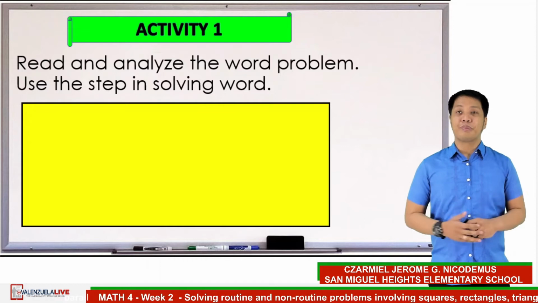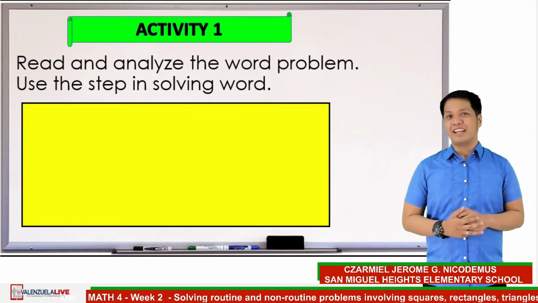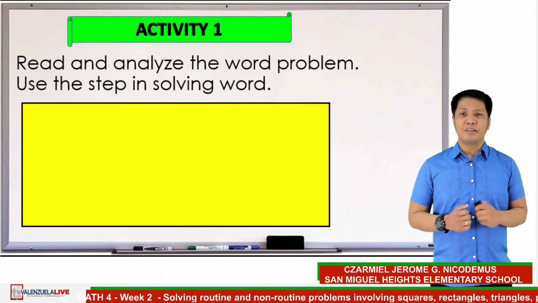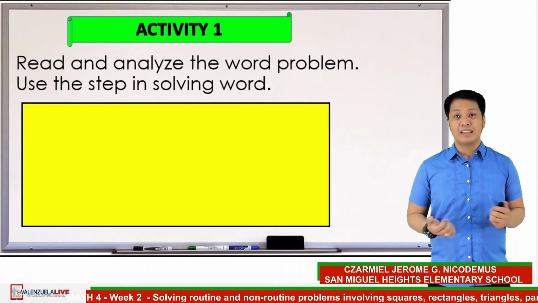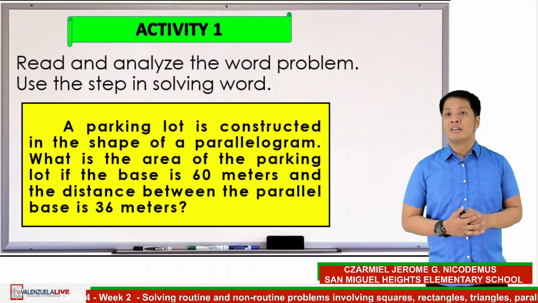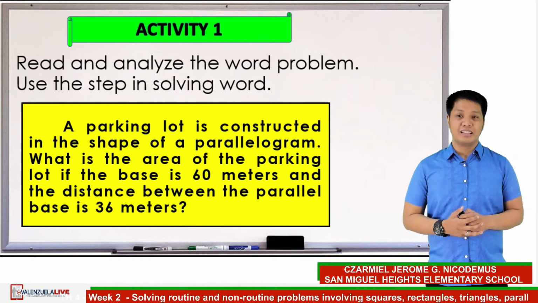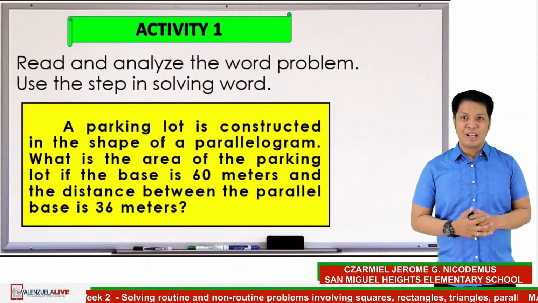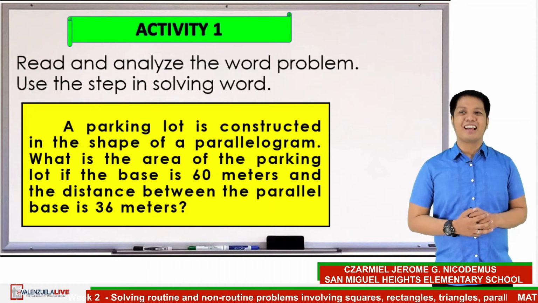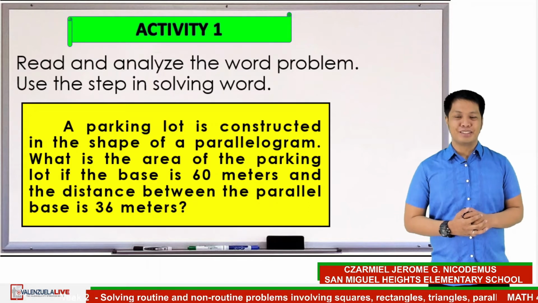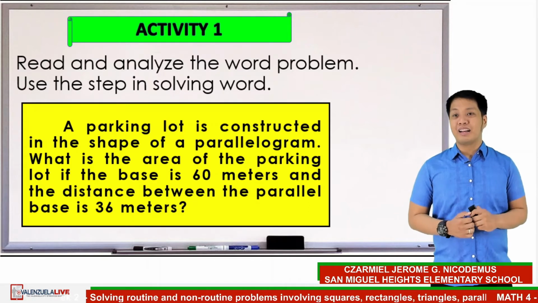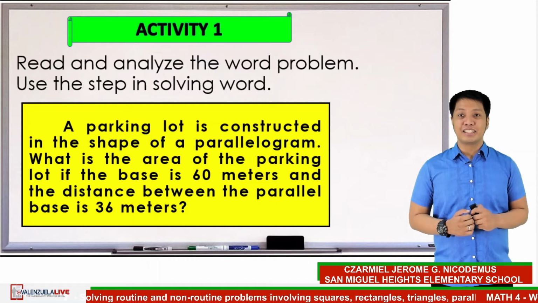So for your first activity, let us read and analyze the word problem and use the steps that we studied. A parking lot is constructed in the shape of a parallelogram. What is the area of the parking lot if the base is 60 meters and the distance between the parallel bases is 36 meters?